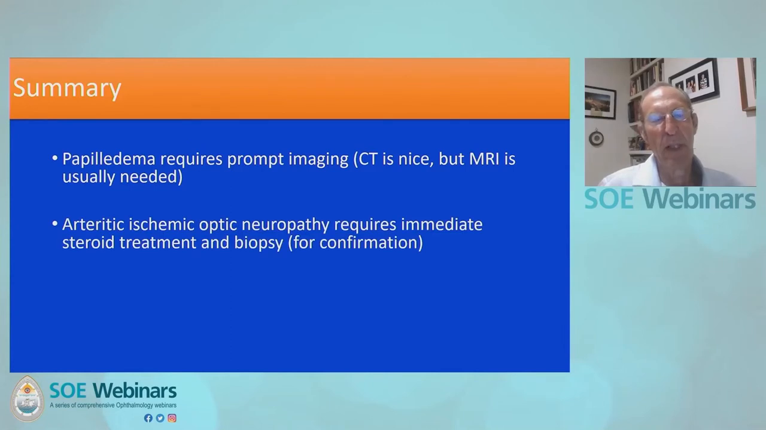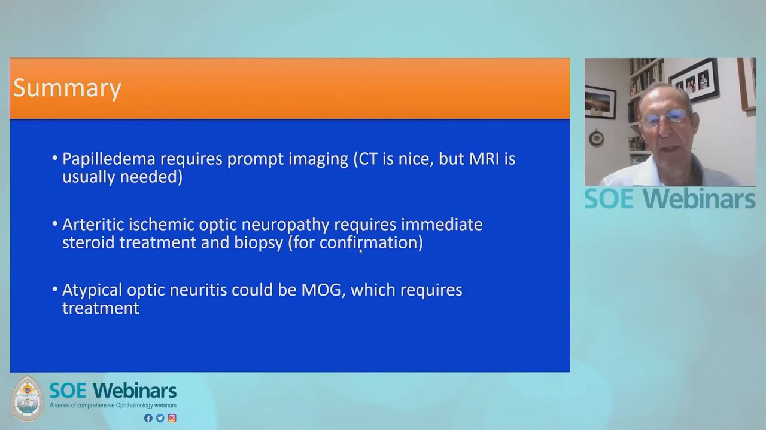And the next point is that arteritic ischemic optic neuropathy requires immediate steroid treatment and biopsy. At least in the United States, we always entertain and perform a biopsy in these patients for confirmation. I know that in Europe that is not always done, but at least here it is.